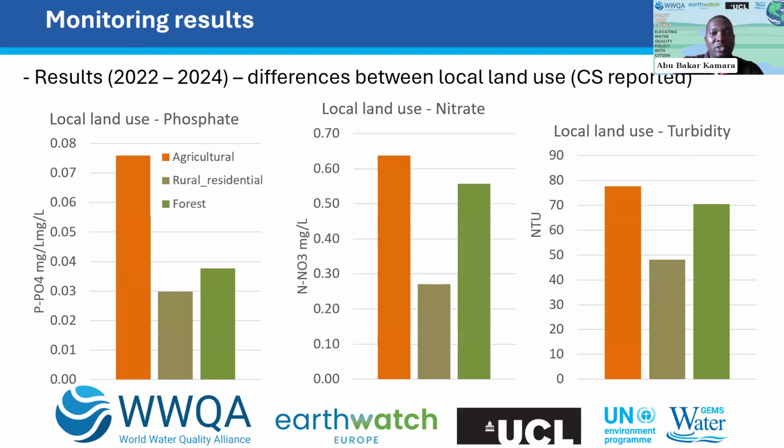So the first time we tried to utilize data from the citizen science monitoring, we analyzed land use against phosphate, nitrate, and turbidity. As you can see, agricultural land use, rural residential, and forest were used to analyze the phosphate, nitrate, and turbidity. Agricultural land use has the greatest phosphate, nitrate, and turbidity. This is followed by forest, then the rural residential. Next slide, please.